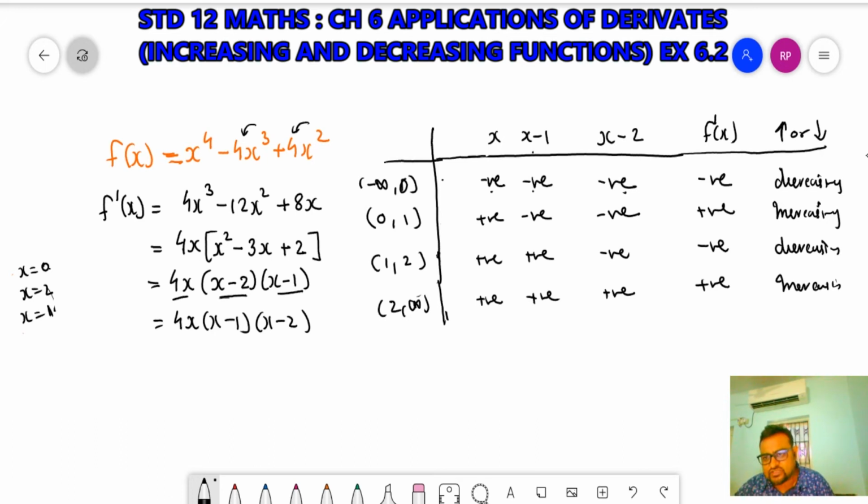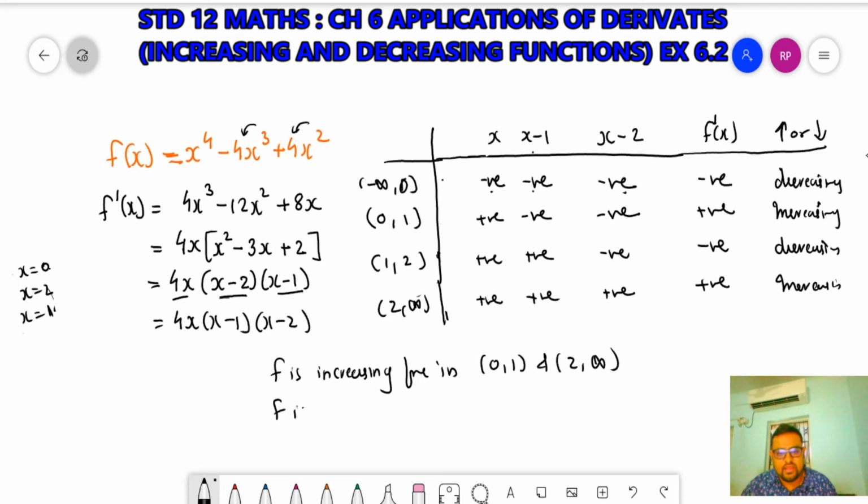So now finally you have to just find out whether f dash x is negative. If there is an odd number of negatives, it will be negative. If there is an even number of negatives, it will be positive. Okay, so I can write it down here. f is increasing function in interval 0 to 1 and 2 to infinity. And f is decreasing function in interval minus infinity to 0 and 1 to 2. Okay, so just note down this example.